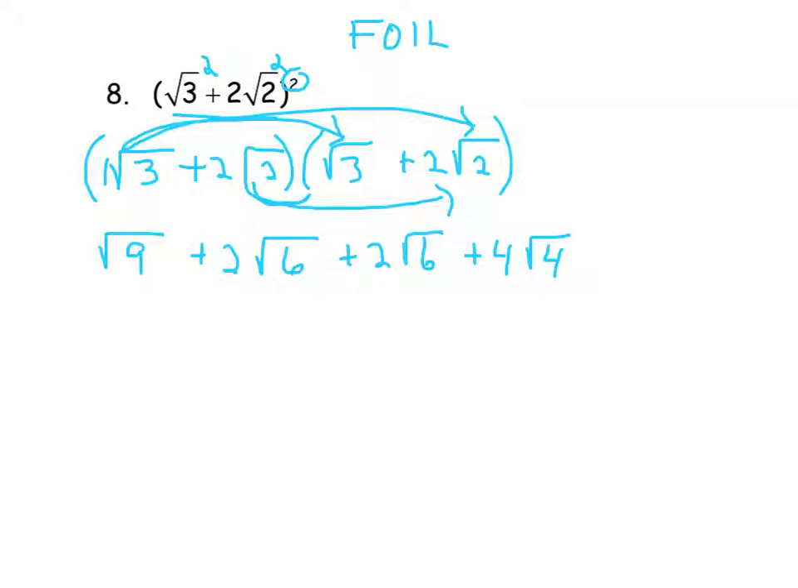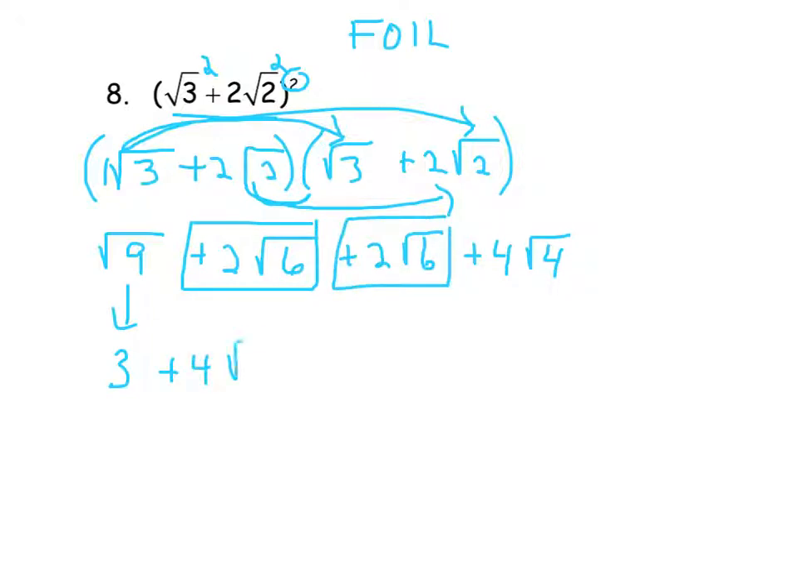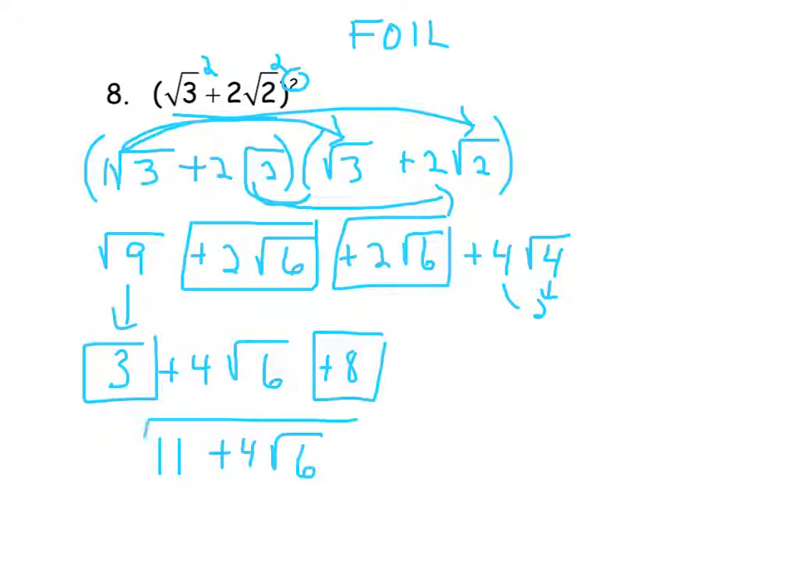So radical 9, we can take the square root of 9 as 3. We can add these two together because they are like terms. So 2 plus 2 makes 4 radical 6. And then here I can take the square root of 4, which is 2, and multiply those two together to get 8. Now I can simplify again because I can combine like terms here. So I'd get 11 plus 4 radical 6. And that's going to be my answer.